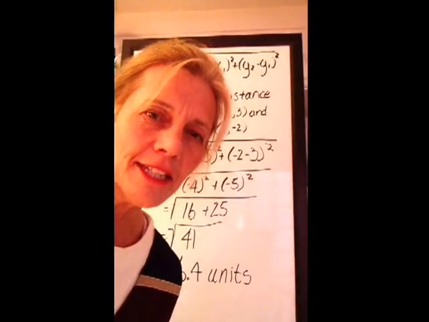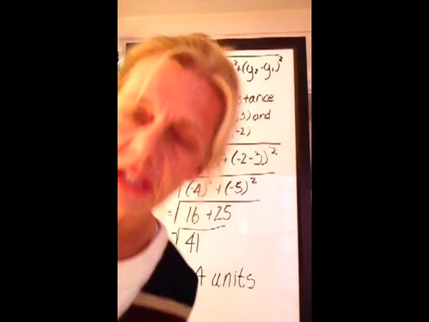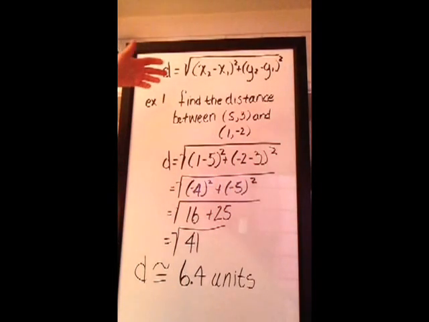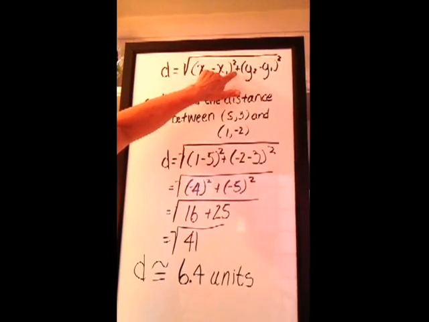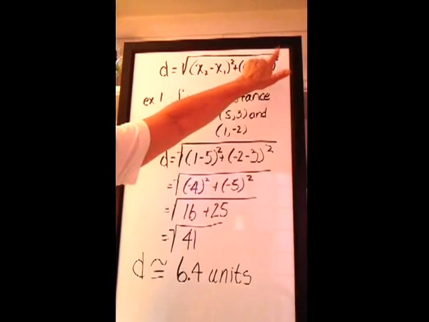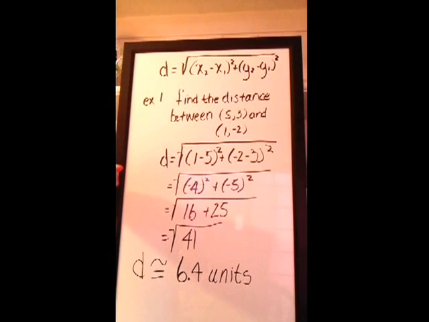All right, let's look at example 1. It's on page 636. Here's the distance formula. Distance is equal to the square root of the difference in the x-coordinates squared plus the difference in the y-coordinates squared. It doesn't matter, remember, whether I call this x1, y1, or this x1, y1, because I'm going to square them. All right, so find the distance between (5, 3) and (1, -2).